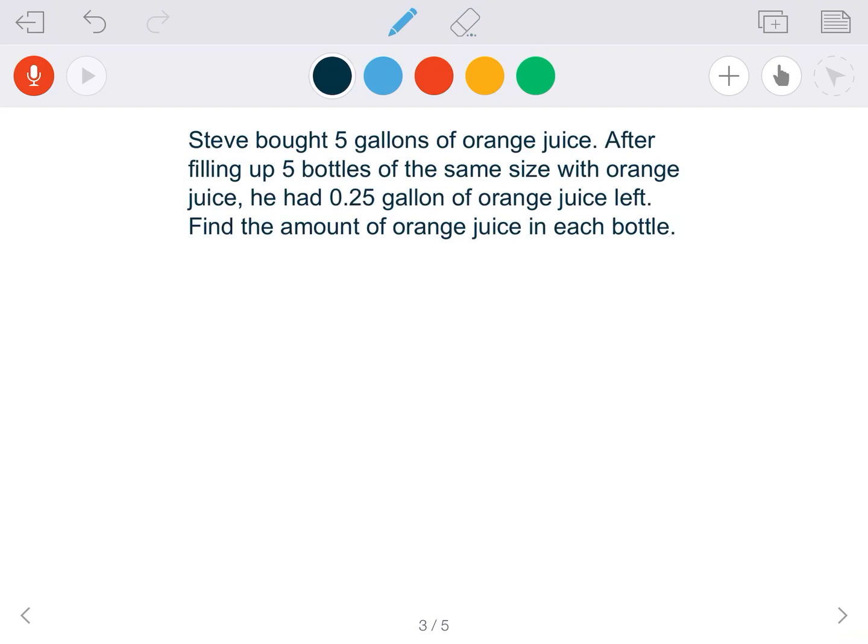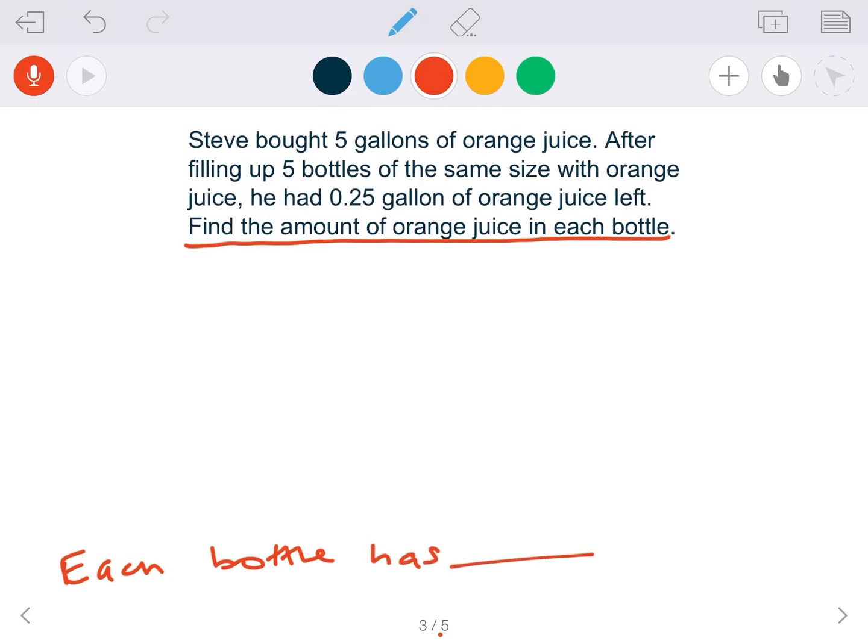So the first thing we need to do is, at the bottom, figure out what we're looking for. And I'm going to use orange because we're talking about orange juice here. So find the amount of orange juice in each bottle. We need to leave a blank for the answer. So I'm going to say each bottle has blank. What's our unit? Our unit is gallons, way up here. Gallons of OJ.